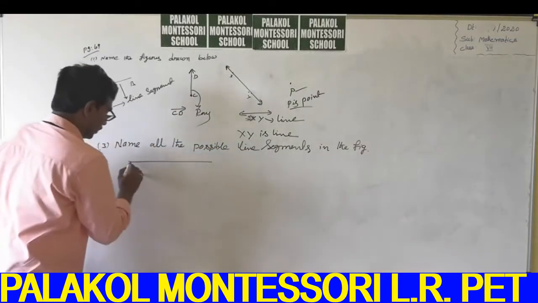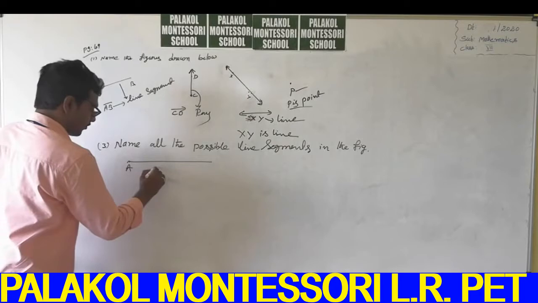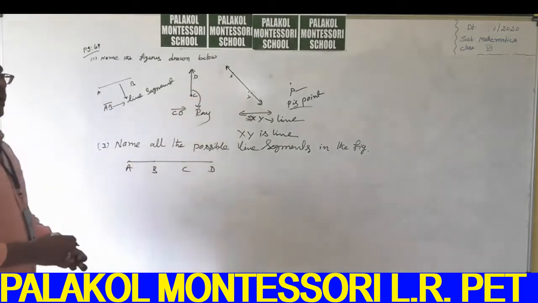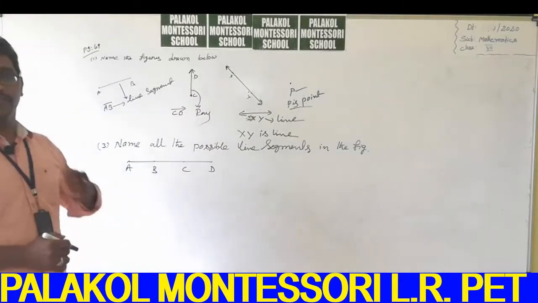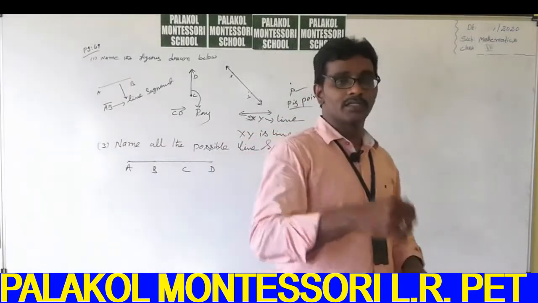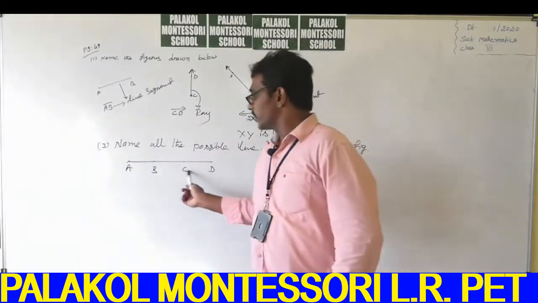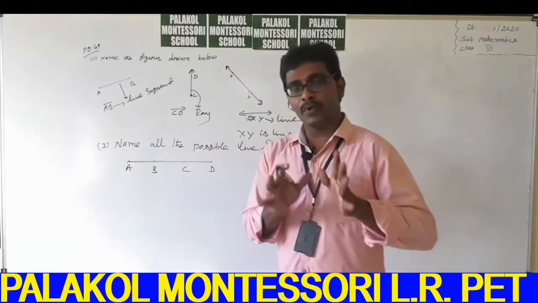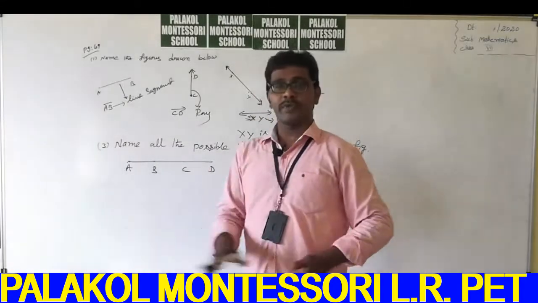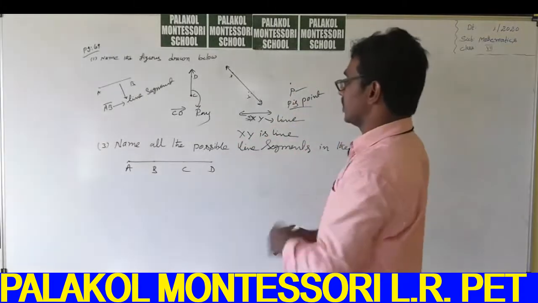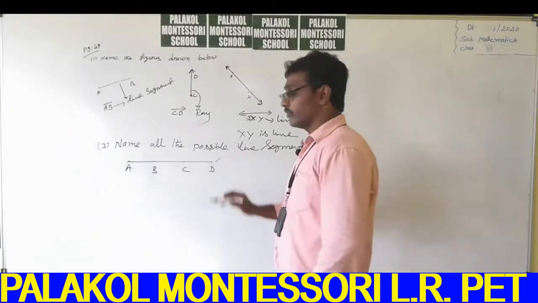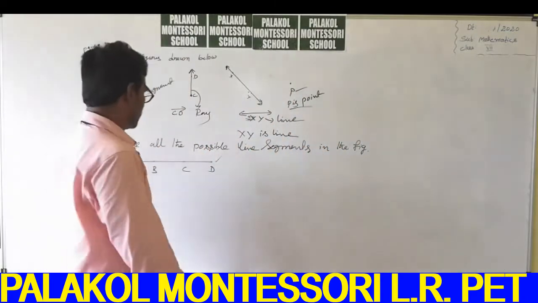See, I draw one line with points A, B, C. Name all the possible line segments in the figure. Very, very important. What type of figure is this? Collinear points. Very good. How do you know? All the points are on the same line. That type of points are called collinear points. So in the different line segments, you write the names of all the possible lines. How many points are on the line segment? 4 points. Right.